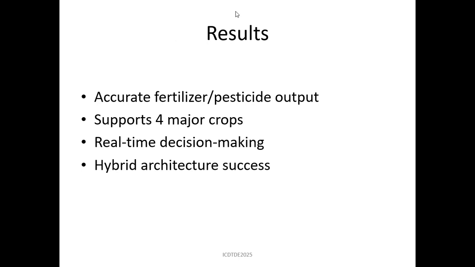Results. The system successfully produces accurate recommendations for four major crops: wheat, rice, cotton, and sugarcane. It handles fertilizer optimization and pest management effectively based on soil type, disease, and growth stage. The hybrid model performed well in real query scenarios. The integration of semantic web and MERN technologies proved to be adaptable and scalable.